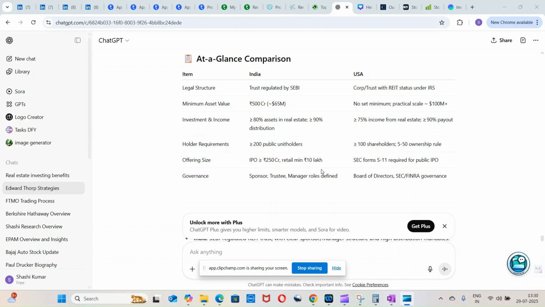Holders: greater than 200 public unit holders in India, greater than 100 shareholders in the US, with the 5/50 ownership rule. Offering sizes: the IPO is 250 crores, and the retail minimum is 10 lakh. In the US, SEC Form S-11 is required for a public IPO. Governance in India has defined sponsor, trustee and manager roles. In the US, there is a board of directors, with SEC and FINRA governance.